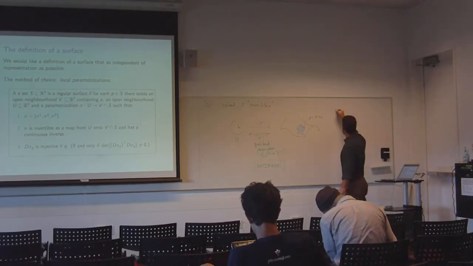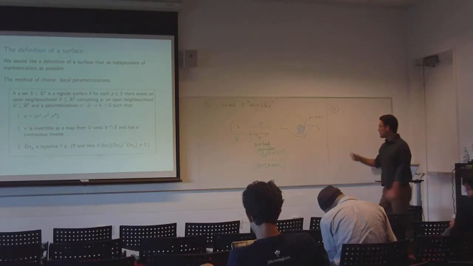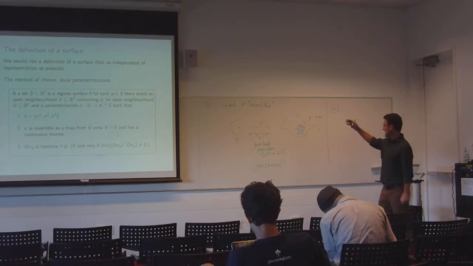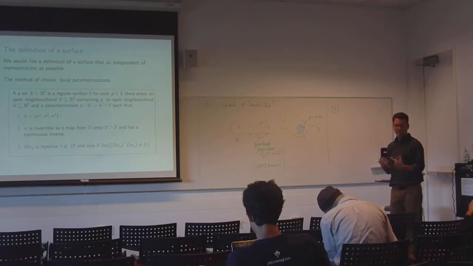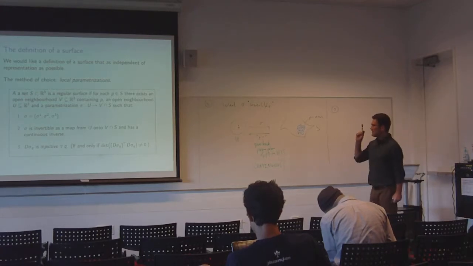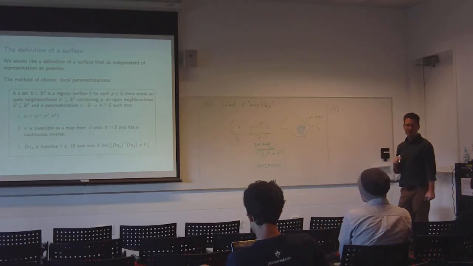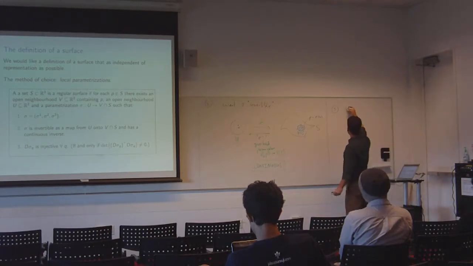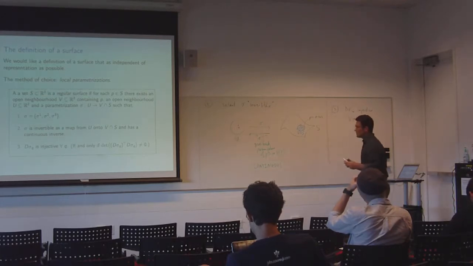And bullet point number 3, so I want to control, not only do I want the function to be differentiable and continuous, but I also want to have some control on the derivatives. So what I would like to do is ensure that this differential d phi is everywhere injective. So, d phi at u is injective for all u inside the parameter domain.